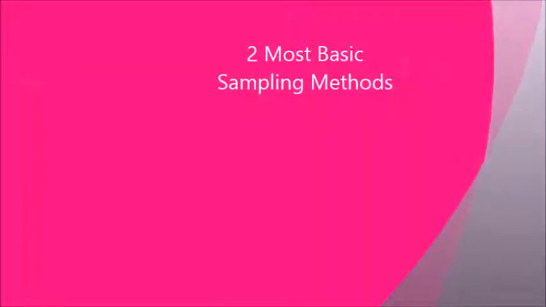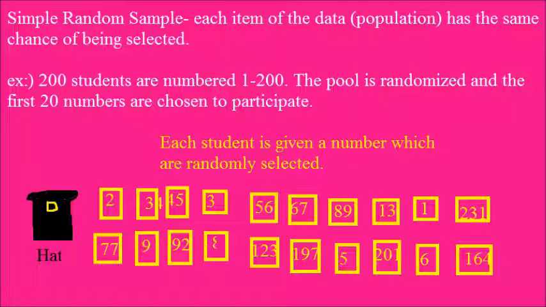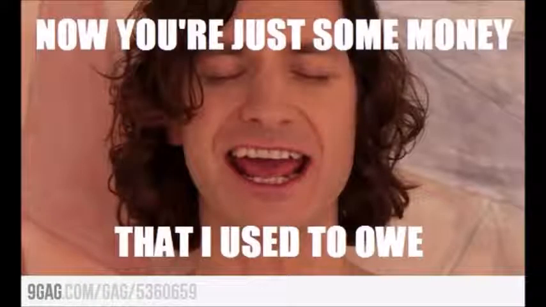2 most basic sampling methods. Simple random sample. Each item of the data, or population, has the same chance of being selected. So let's say we put 200 numbers in a hat, and each number belongs to a student. The numbers are randomly placed into the hat, and 20 numbers are chosen. These 20 students would get free tuition to any college. Woohoo!